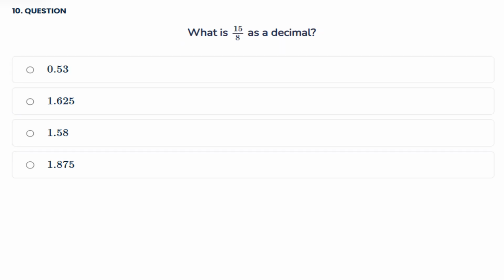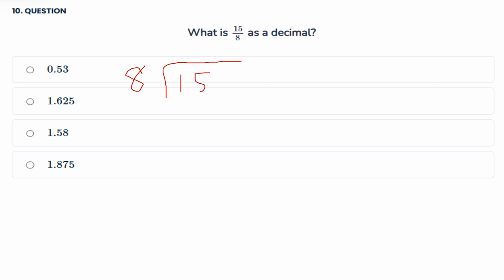All right, in question number 10, we're asked to turn this improper fraction into a decimal. When you're turning any fraction into a decimal, regardless of which number is the largest, you follow the same rule. That rule is you have to do division. You're going to use your denominator on the outside, and put your numerator on the inside. And then you just do your division.